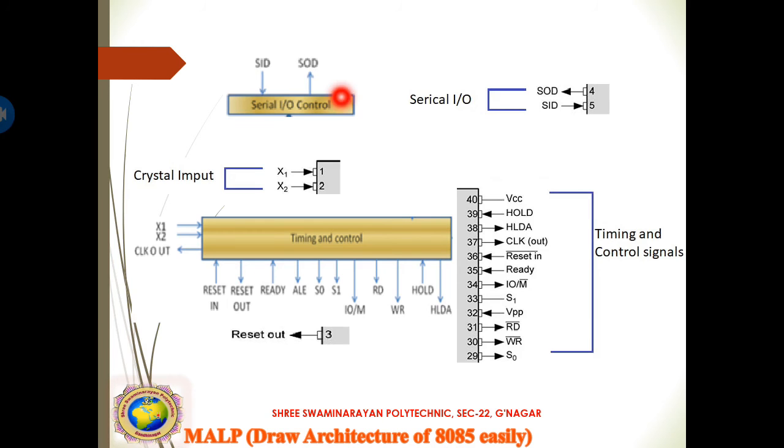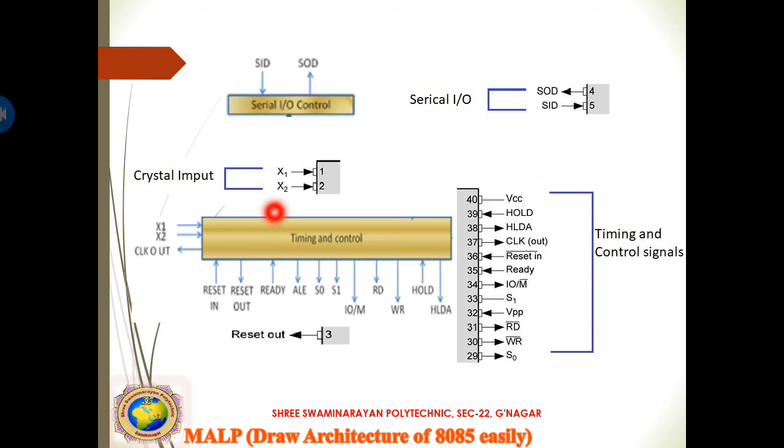Then after that, the serial input and output. There are two, SID and SOD. The serial input and serial output will be connected, and the pin numbers are 4 and 5. In the pin diagram it is 4 and 5, and these will be connected here as the architecture's input and output terminals.